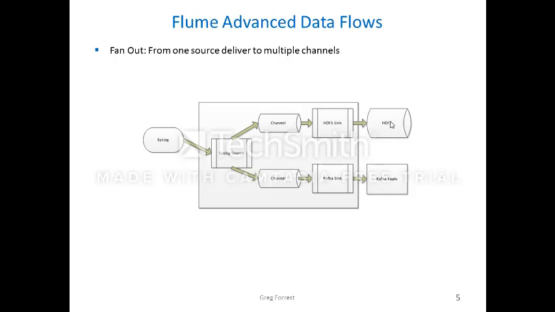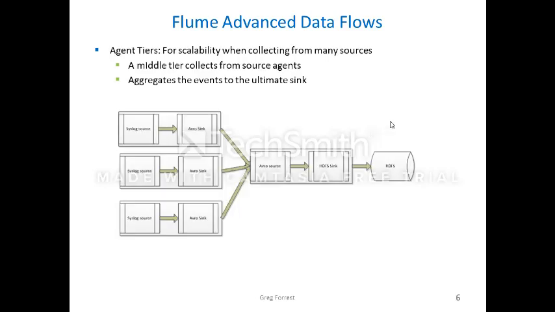Some advanced data flows that you can set up with Flume include the following. A fan-out approach is when you have one source, for instance in the diagram below, syslog, and then you build two channels which take from the source to two different sinks. One sink in this case for HDFS, another sink for a Kafka topic. You can also build agent tiers.